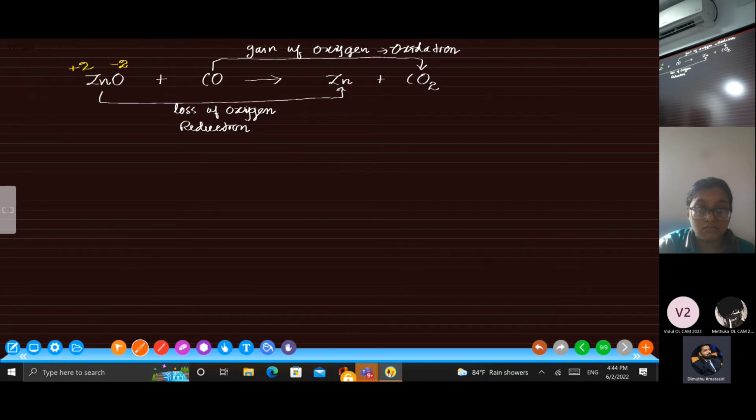Without the sign, the oxidation number has no meaning. It's +2. What is zinc's oxidation state here? In the product, zinc is uncombined, so its oxidation state is 0. Tell me what has happened to the oxidation state of zinc. It has been reduced. That is what happened to the oxidation state.